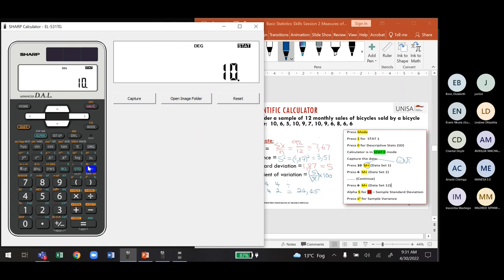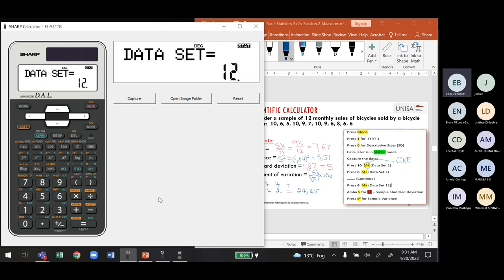10 M plus, 6 M plus, 5 M plus, 10 M plus, 9 M plus, 7 M plus, 10 M plus, 9 M plus, 6 M plus, 8 M plus, 6 M plus, and 6 M plus.